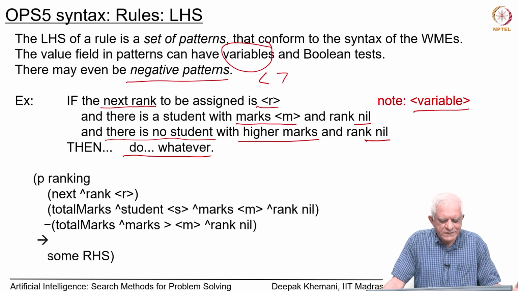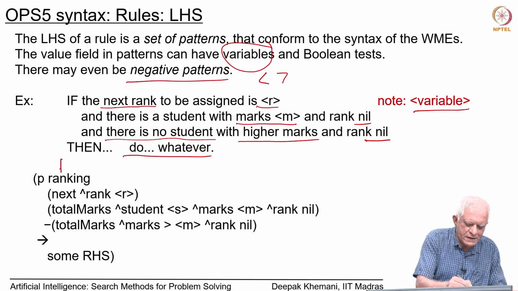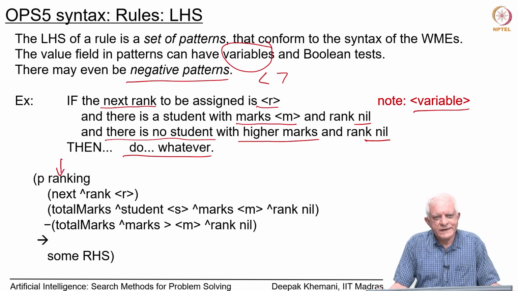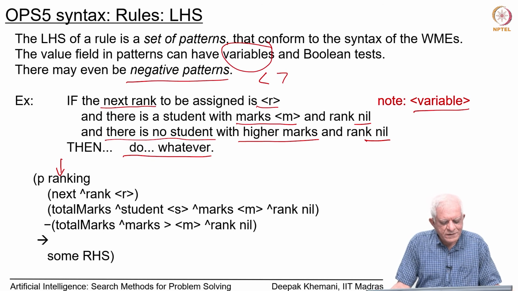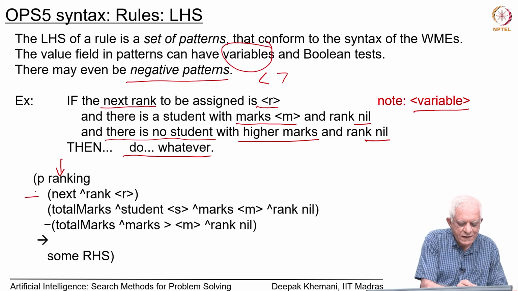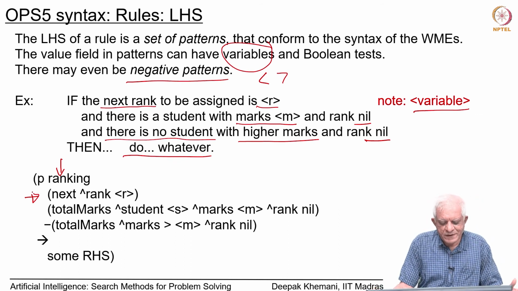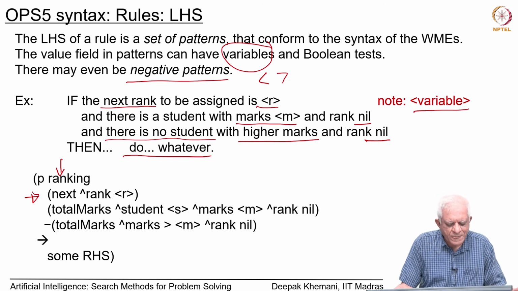So, this is how our left hand side of the ranking rule will look like in our language that we have decided. We have given it a name, it is called ranking. There is a pattern, the first pattern here, it says that is there a working memory element with some value of R. So, since it is a variable, it will match anything. We will see this as we go along.